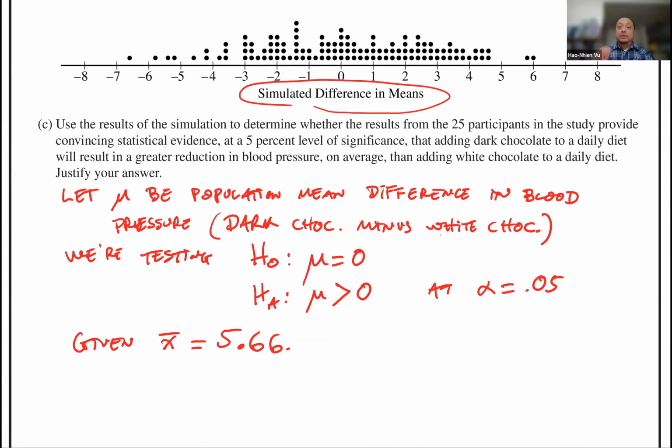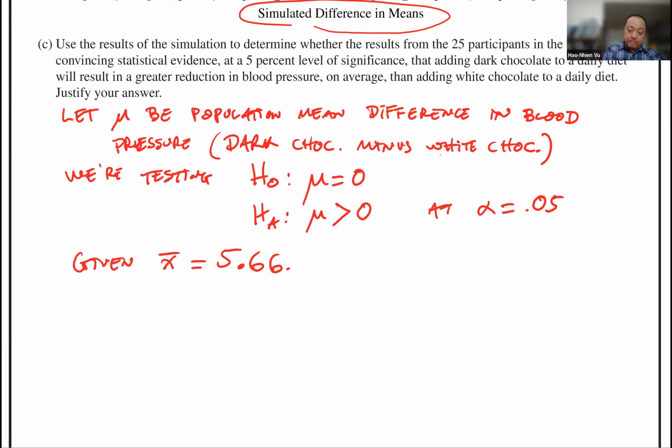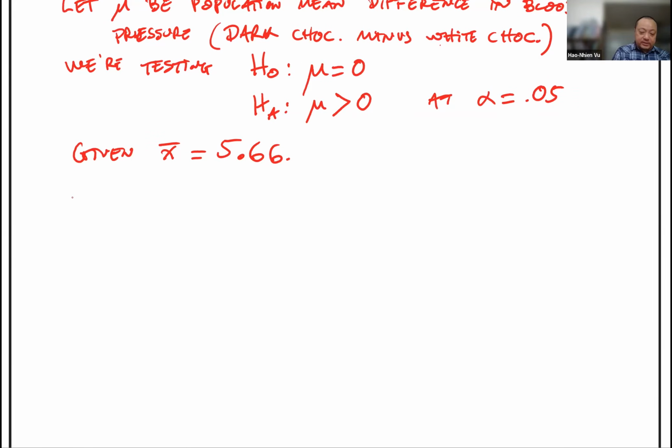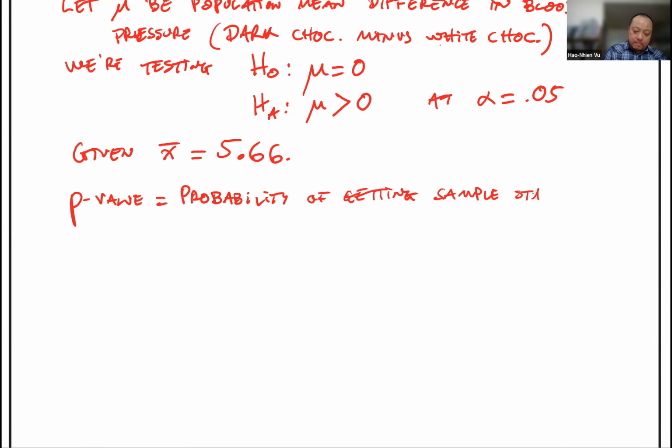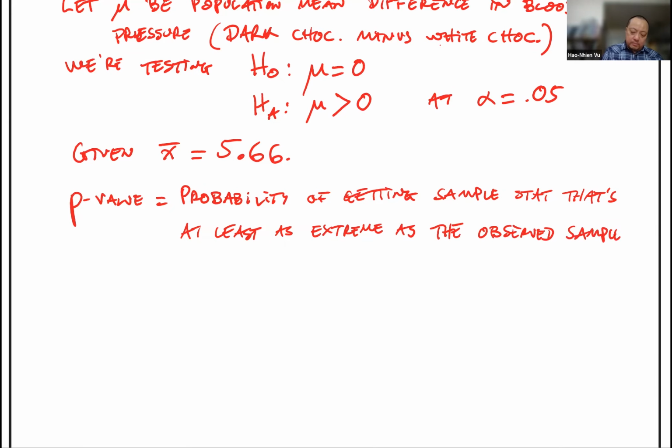But it involves applying the definition of the p-value itself. So let me walk you through that. The p-value is defined as the probability of getting a sample statistic that's at least as extreme as the observed sample statistic, assuming H0 is true.